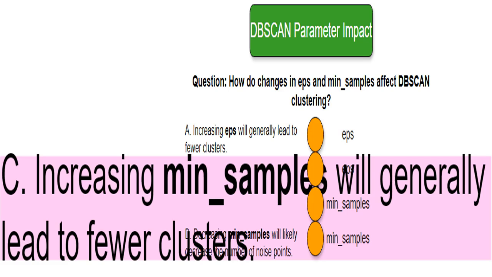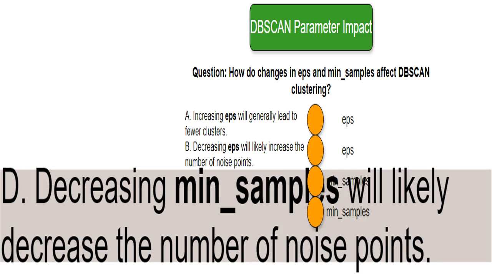Increasing min_samples, the minimum points to form a cluster, raises the bar for cluster formation. It's like making the criteria for club membership stricter. Fewer groups will form, leaving more points unclustered. And this statement is also true.